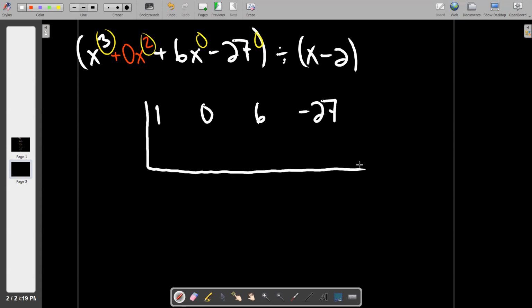And what number goes on the outside? +2. +2. And we do the process again. And you'll be really fast at this once you're ready to be. You just go drop, times, add, times, add. What's first? 1. Next. 0. Add. 2. Next. Multiply. 4. 4. Next. Add. Multiply, next. Add. Next answer. The remainder is -7. Box it up.